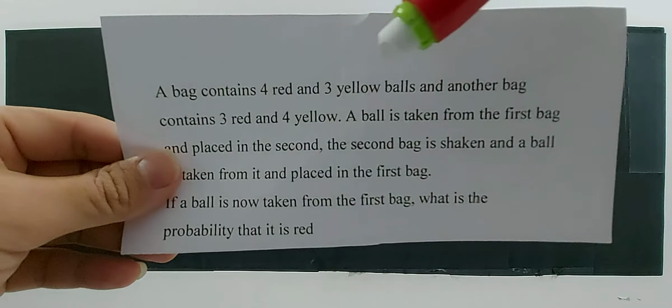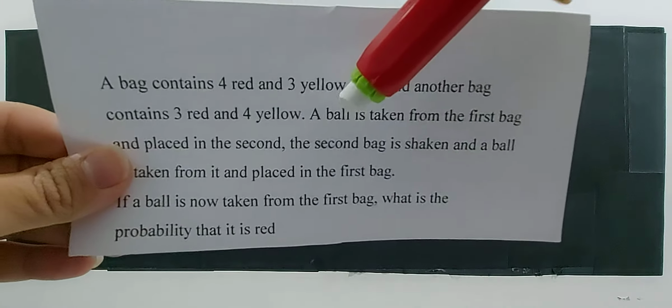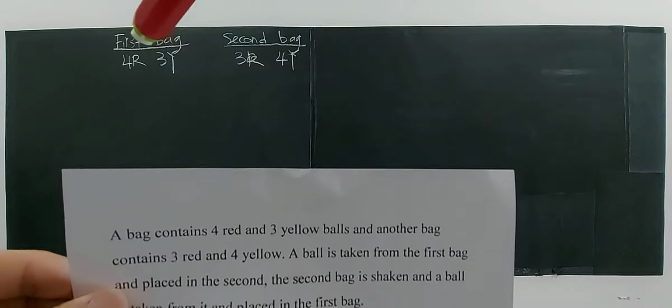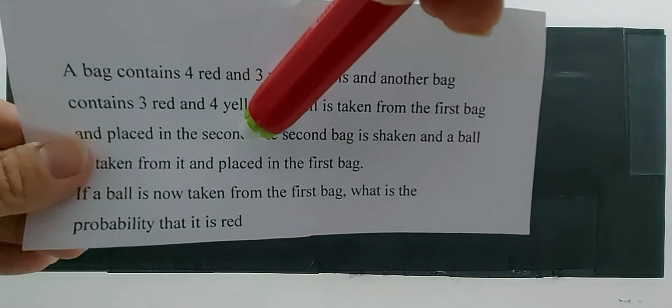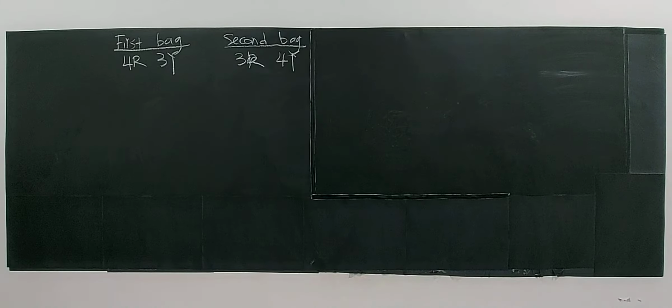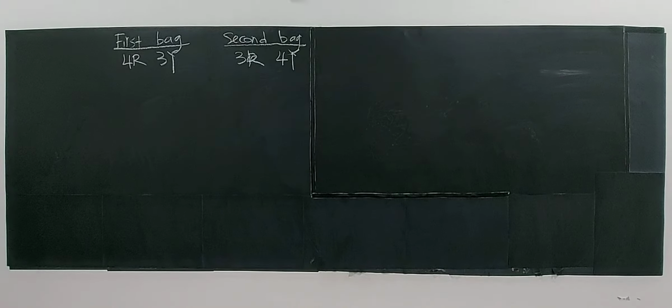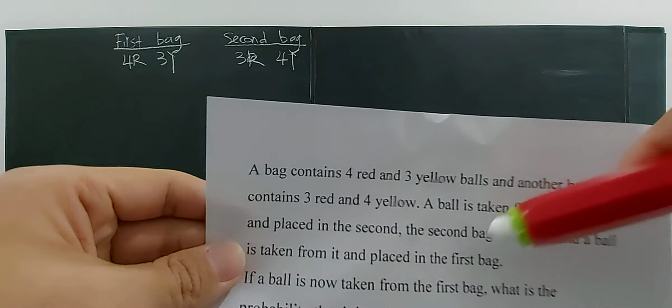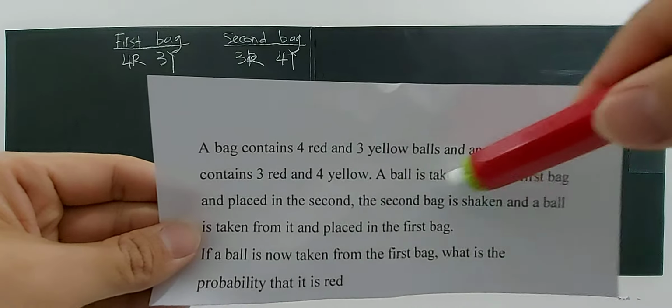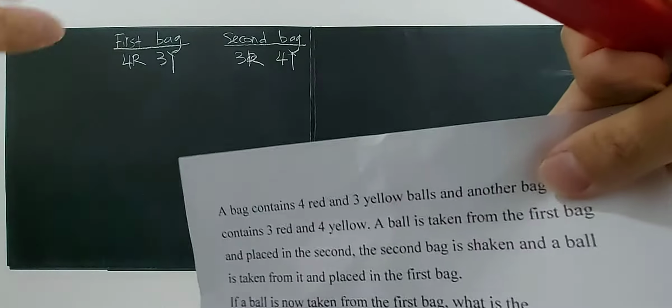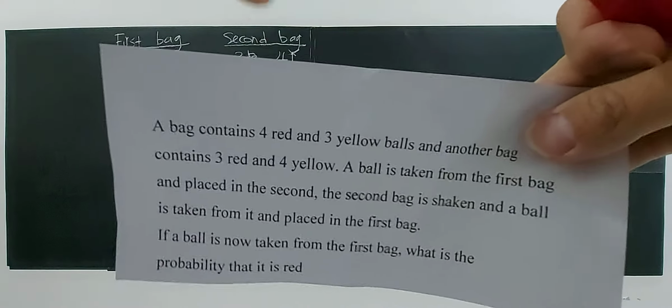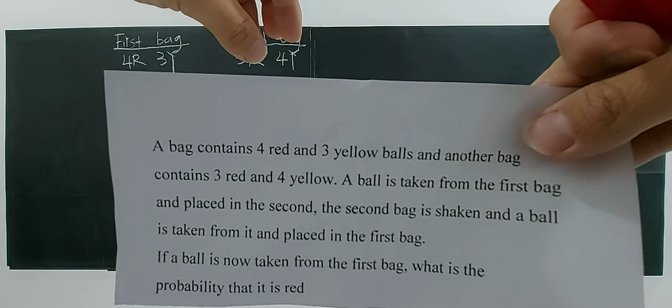Later on, you read the question carefully. A ball is taken from the first bag and placed in the second one. After you've taken a ball from the first bag, you put the ball in the second bag. Later on, the second bag is shaken, which means the balls are mixed randomly.